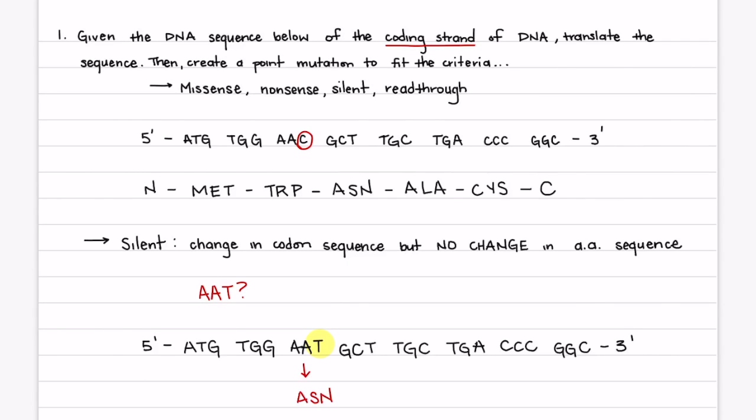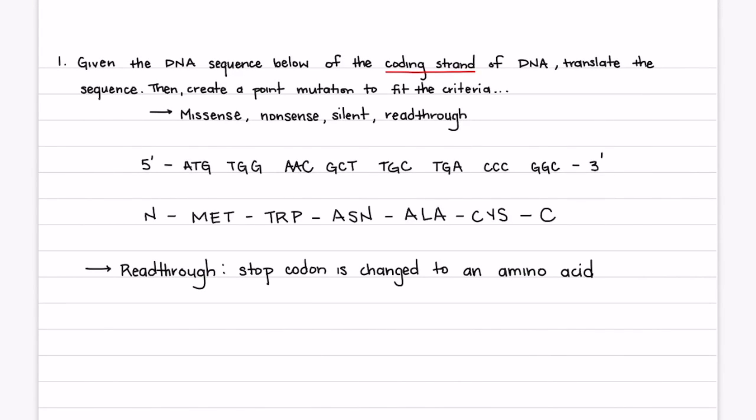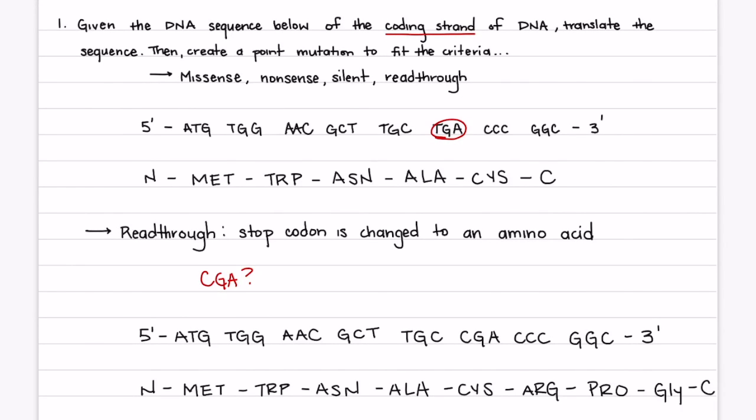So lastly, we're going to hit on a read-through mutation. In a read-through mutation, a stop codon is changed to an amino acid. This means we're going to read through our stop codon down the sequence. So let's see. If I change our TGA to a CGA, as I've circled above, we're going to end up with a string of amino acids behind us, or rather, extending towards the C-terminus. So you can see we get an arginine, a proline, and a glycine, all where there used to just be a stop codon. Okay, so this is how you do this type of problem.